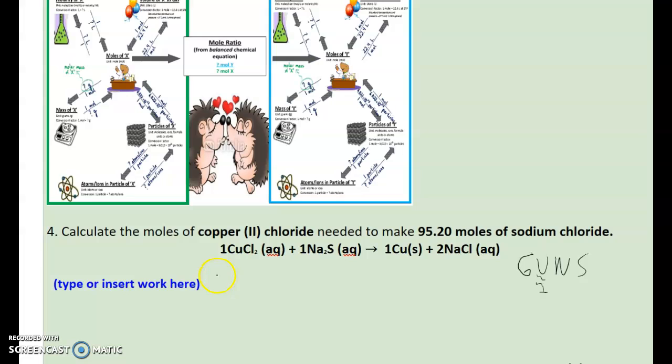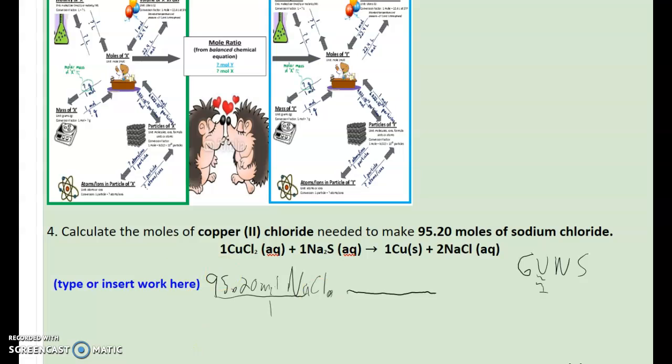My given right now is 95.20 moles of sodium chloride. So where's my sodium chloride? Here we go. NaCl, moles of NaCl. Sweet. I'm going to put over 1. Alrighty, I'm going to use my mole map to see how to set up the next section.